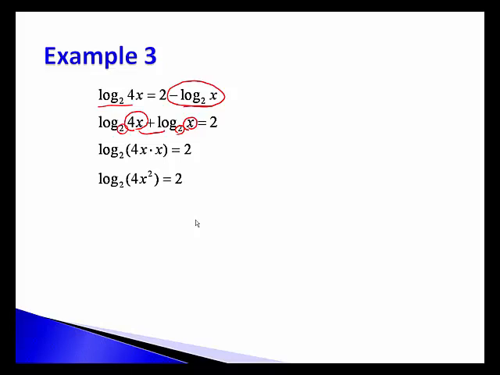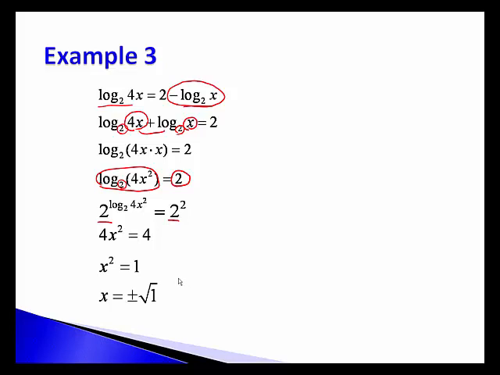I'm now in a position to be able to exponentiate. I see a log, so I'll use exponentiation. Because the base of the log is 2, I'll exponentiate using a 2 on both sides as the base. This will then become the exponent for the left, and this is the exponent for the right. That leaves me with 4x squared is equal to 4. X squared is then equal to 1. And remember the principle of square roots that we used earlier? X is then equal to plus or minus the square root of 1, which is just 1 or a negative 1.